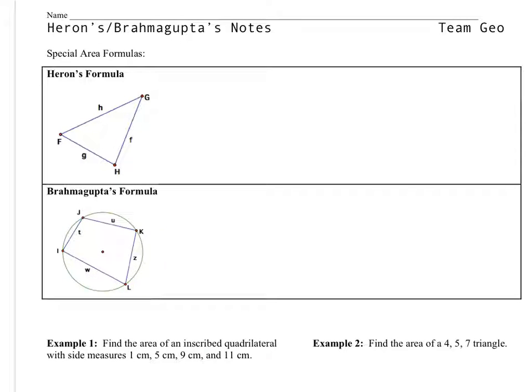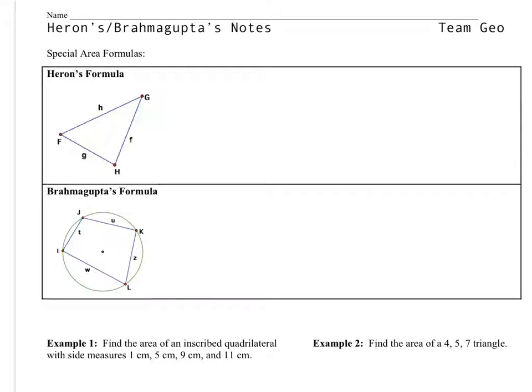All right, so today is not in the book, if you have a book at home. So today is like a little bonus lesson for this chapter 10. We're going to learn two special formulas that help us find the area of any triangle. And that means any triangle, and you don't even need the height.